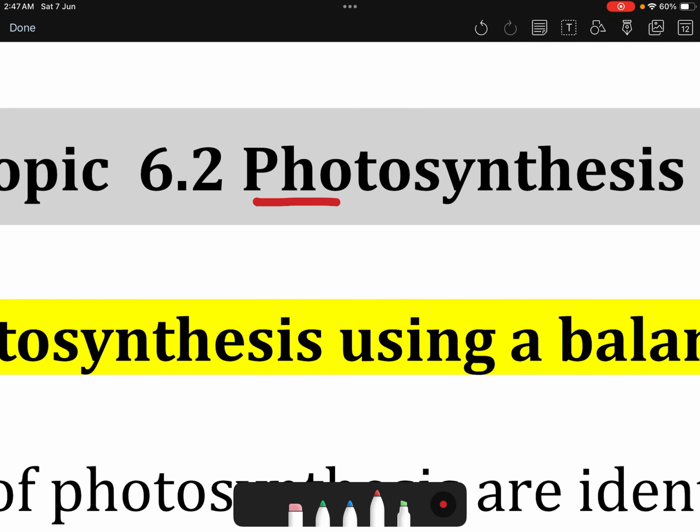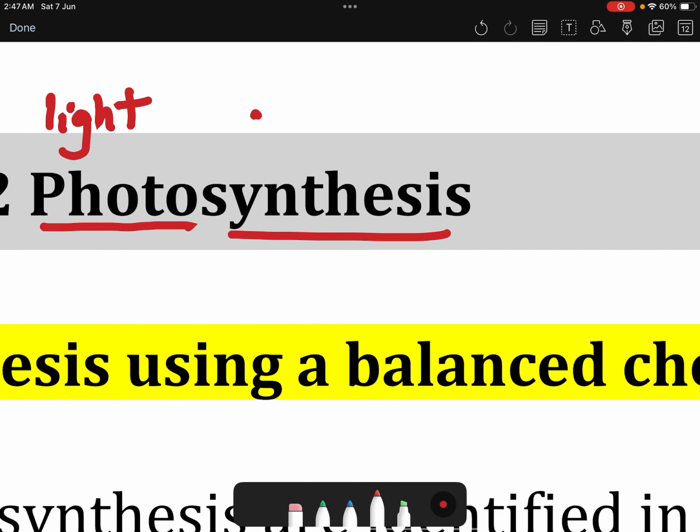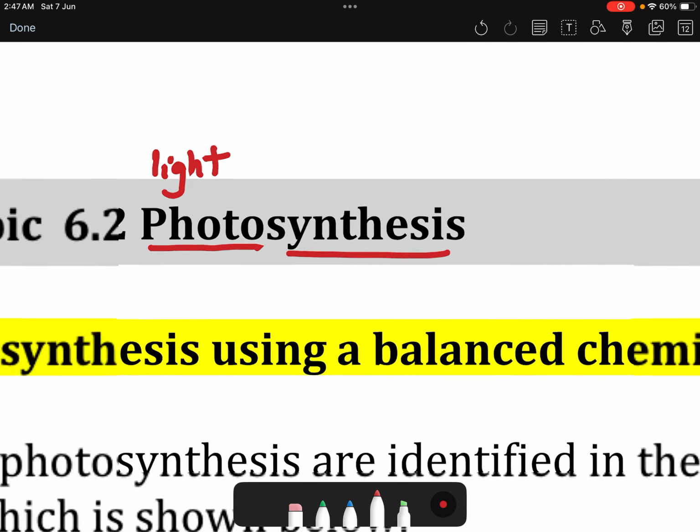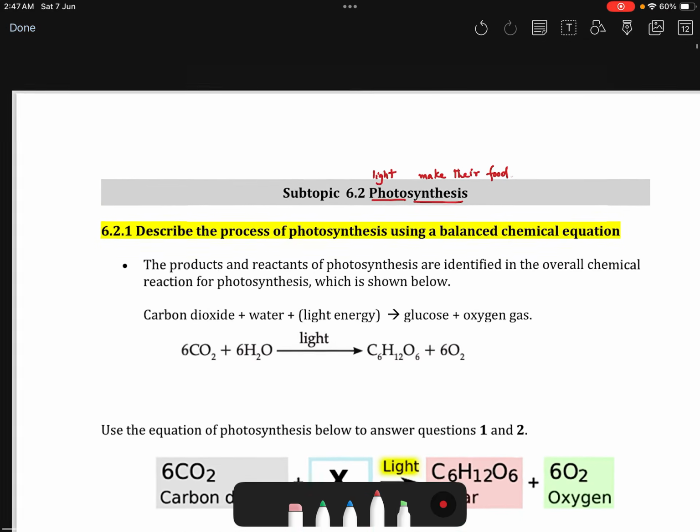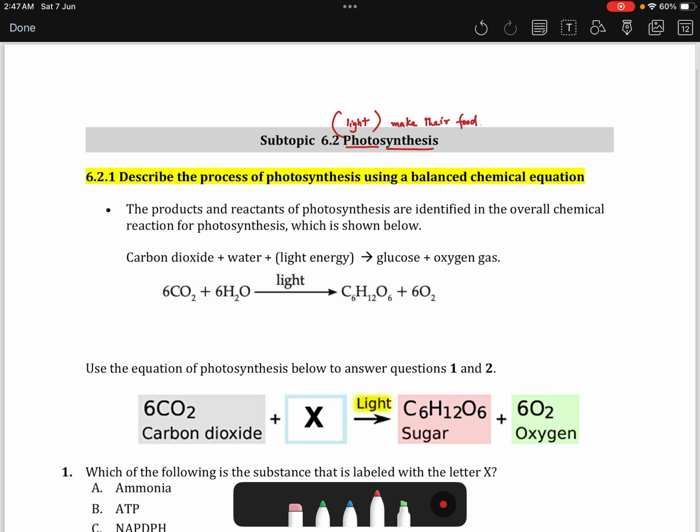Photo, we discussed it already, is for light, and synthesis is a process in which organisms make their food. So the organisms make their food in the presence of light. This is called photosynthesis. Now, which organisms did we study already? They are the plants, because this is photosynthesis. But if this is chemosynthesis, that is the bacteria.